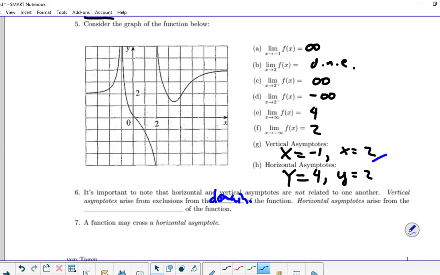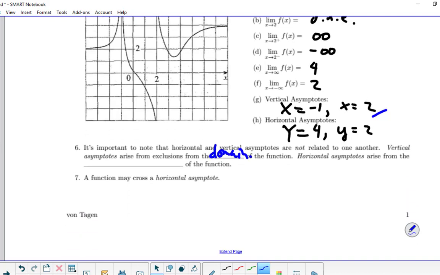Now, just because the function's undefined at, say, x equals 7, doesn't mean I'll have a vertical asymptote there, but I might. So I need to go explore what's happening around 7. But vertical asymptotes and holes arise from exclusions in the domain. So vertical asymptotes are more related to holes than they are to horizontal asymptotes. What do the horizontal asymptotes have to do with? They have to do with the long-term behavior.